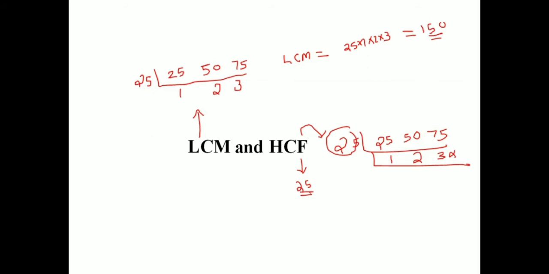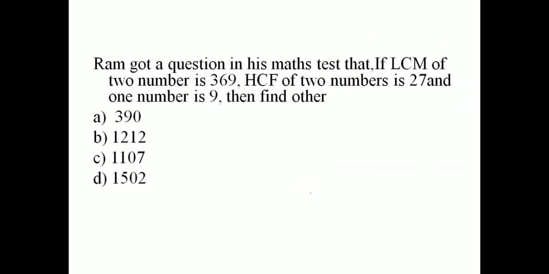Then we can move to the types of questions normally asked in competitive examinations. Look at the first question. Ram got a question in his maths test: if the LCM of two numbers is 369, the HCF of the two numbers is 27 and one number is 9, then find the other. Options are given. So LCM is given, HCF is given, and one of the numbers is also given. How to calculate the other number? We have an equation for this type of problem.